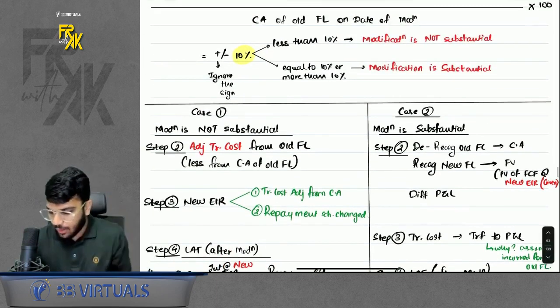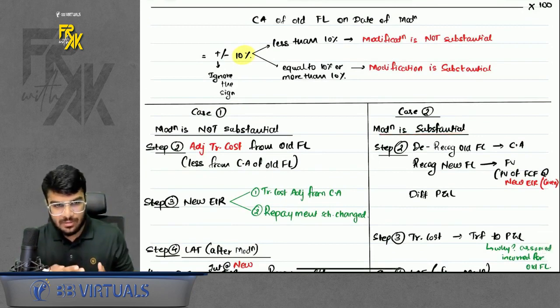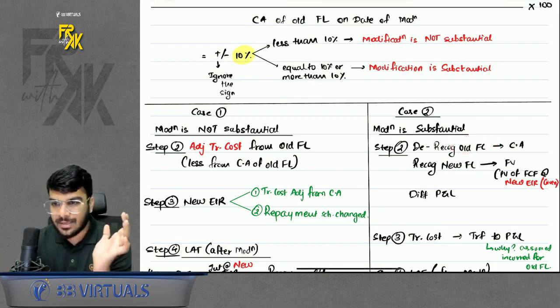What if the modification turns out to be substantial? In that case, it is like a major loss that leads to breakup. Breakup means you will de-recognize the old financial liability at carrying amount.